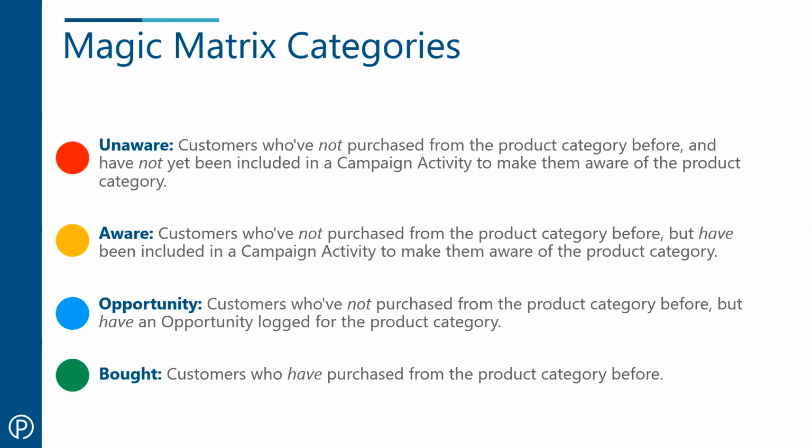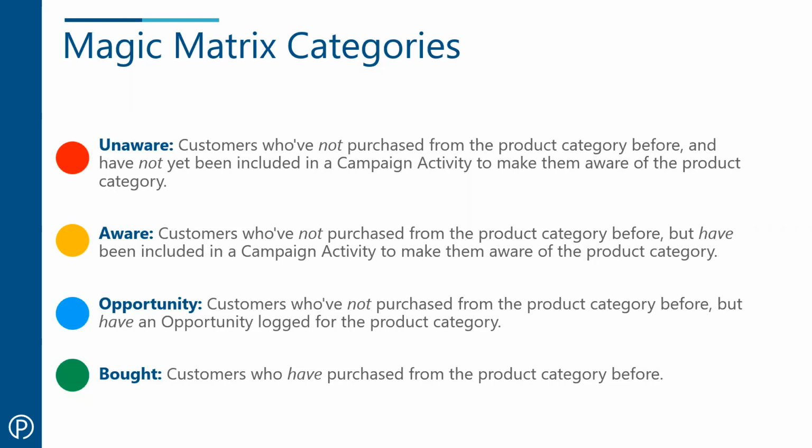And then the next logical step is the blue dot, which is that we've not only made them aware, but they've also made an inquiry about that product. So we've either logged the fact that they're interested with an opportunity or created a quotation for something from that category. And that means that there is now an opportunity. We think we may be able to sell from this product category to that customer.